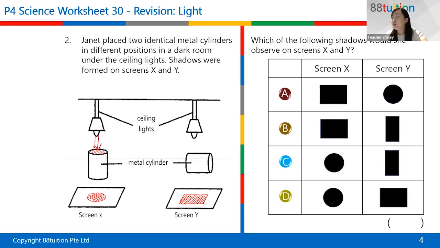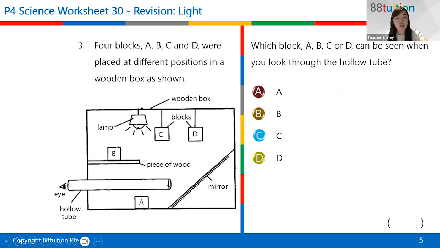Okay, same thing for screen Y. If you notice, the light source is from the top, goes down the metal cylinder. So the shape will be a rectangle. Okay, so the answer is C for this. And okay, question 3 now. Anybody? Yes, Minhaj.